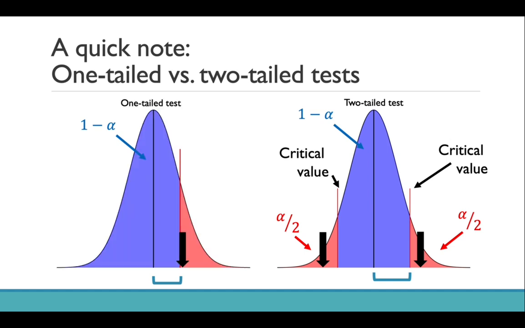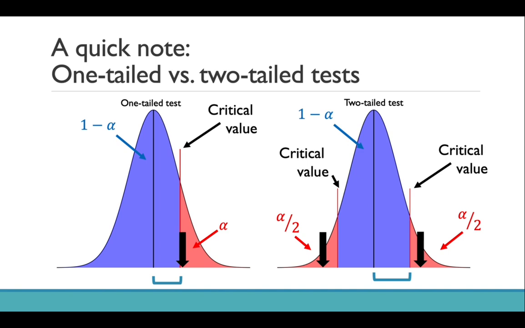For a one-tailed test, however, we only have one critical region at either the positive or the negative end of the distribution. Here, it's at the positive end. And there's only one critical value. Importantly, the critical value for a one-tailed test at a given alpha level will always be smaller, in other words, closer to 0, than the critical value for a two-tailed test with the same alpha level.